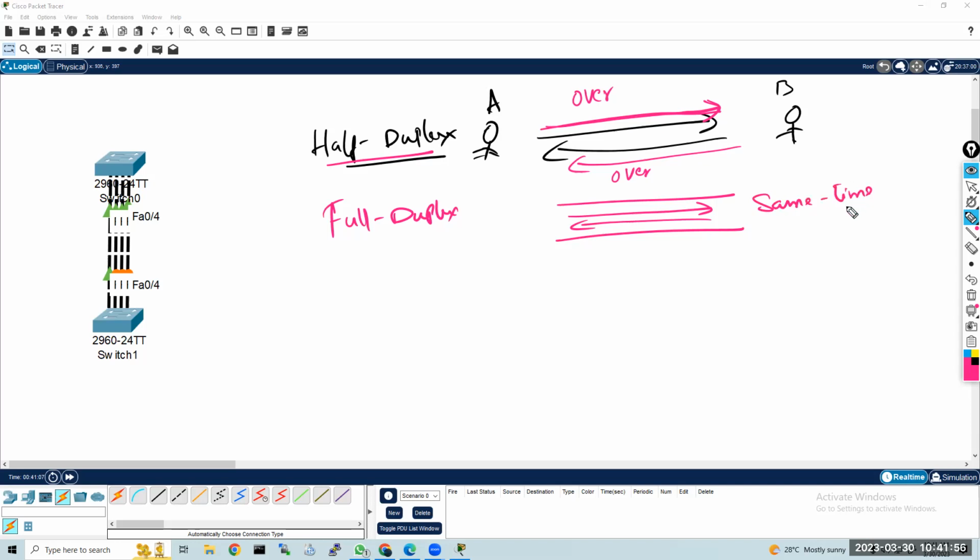A one-way road is there, only one side you can go. That is simplex. Half duplex is like a narrow bridge. Only one vehicle can go at a time. One should go, another one should wait. The full duplex is like a highway road. So both ways you can go and come.